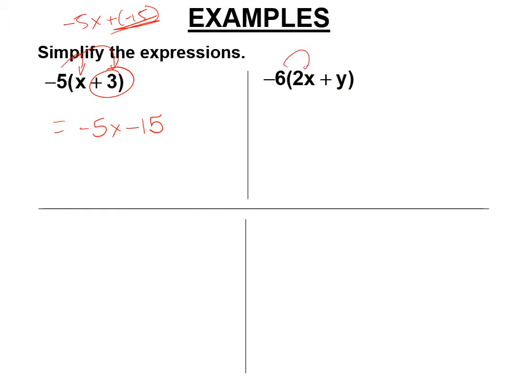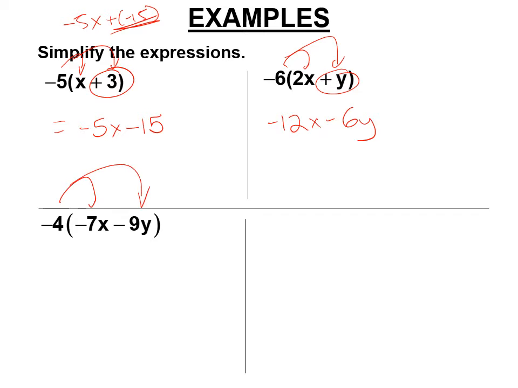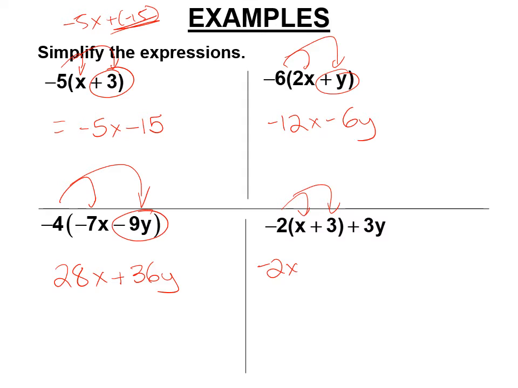Right, so here it's -12x minus 6y, -6 times +1y. Here, -4 times -7x, two negatives make a positive 28x, -4 times -9y, positive 36y. So we'll write that as plus 36y, or negative times a negative. And here, -2x minus 6 plus 3y, right? And those are not like terms.